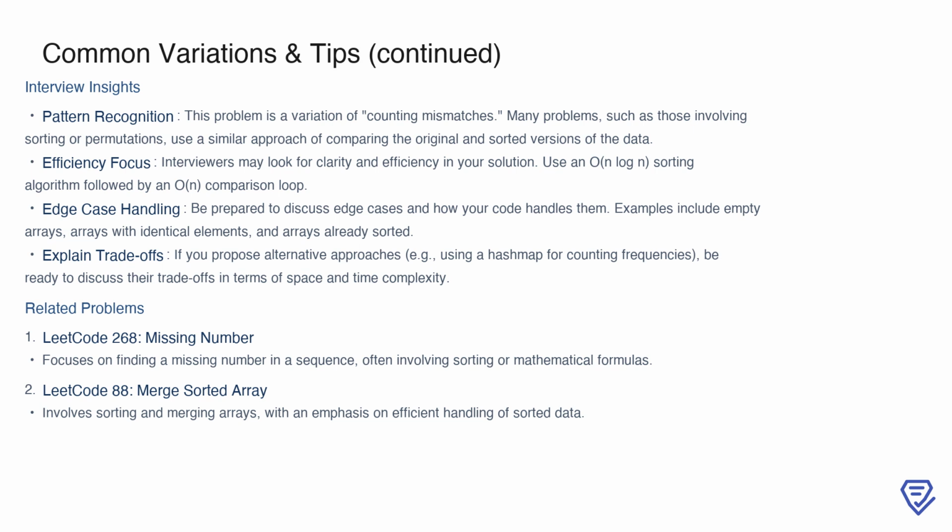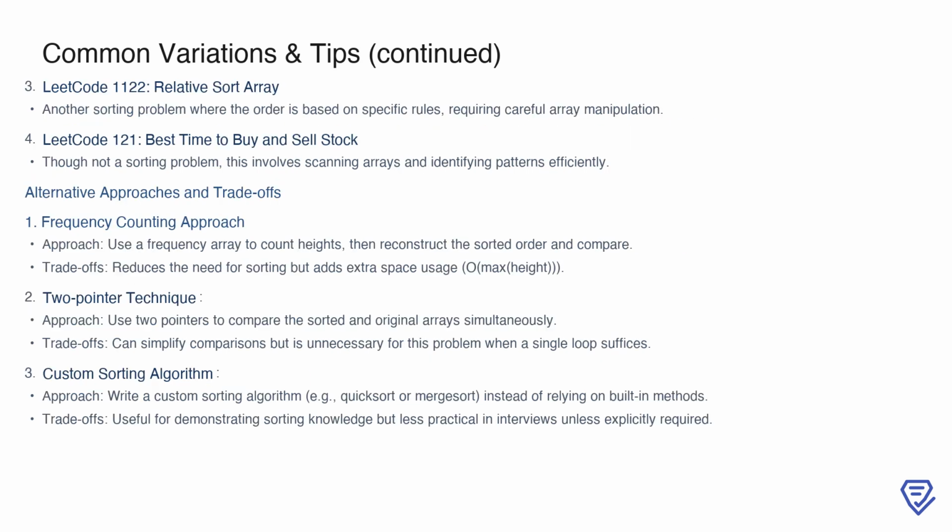Finally, if you explore alternative approaches, such as using a hash map for frequency counting, be prepared to discuss the trade-offs. For example, a hash map might reduce sorting time but increase space complexity, so understanding these trade-offs shows depth in your problem-solving approach. There are also related problems that share similarities with this one.